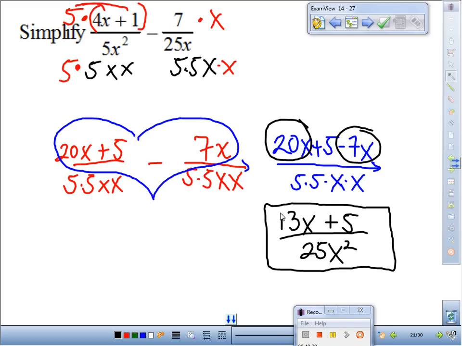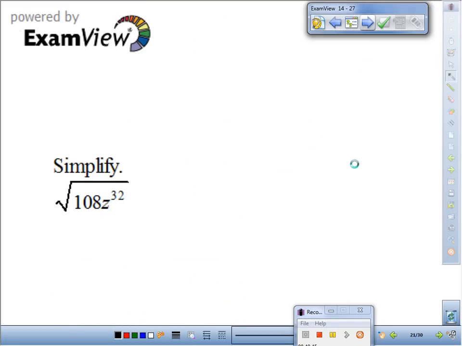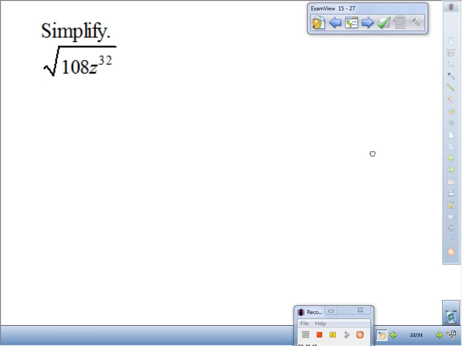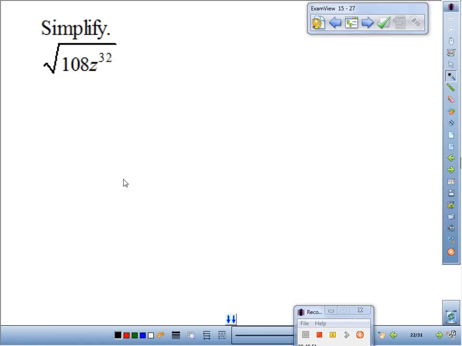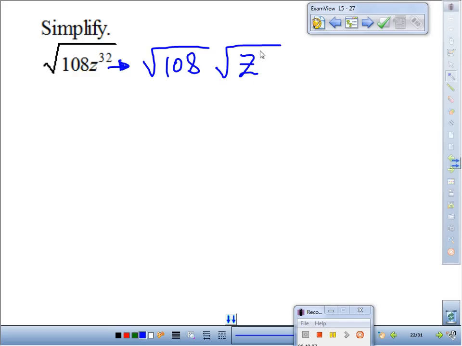Number 15. Let's go to 15. Here we go. It says simplify. First, I'm going to split these up with our property of radicals. This becomes square root of 108 times the square root of z to the 32nd. So, 108. Let's find the factors of 108. Here it goes. 2 times 54, yes? Then 2 times 27. Then 3 times 9. 3 times 3.